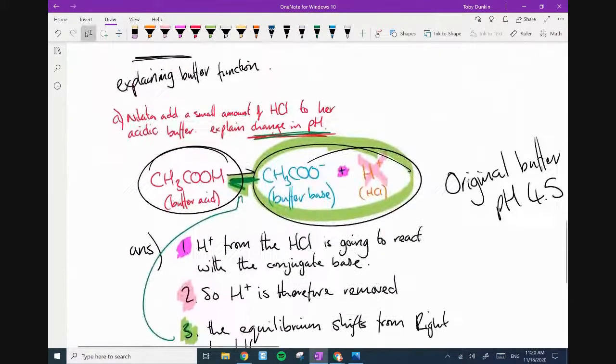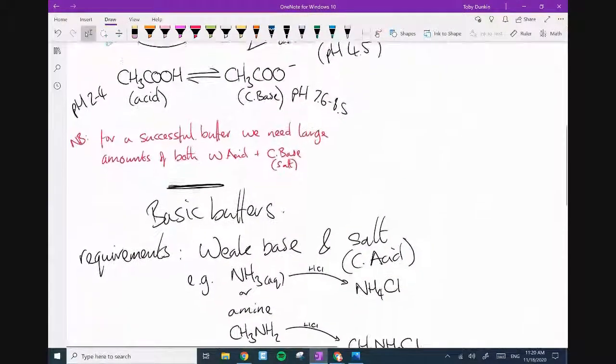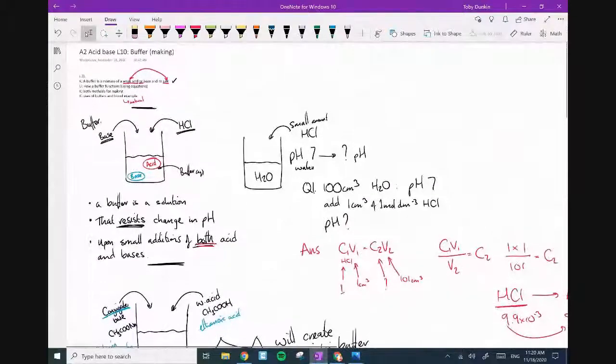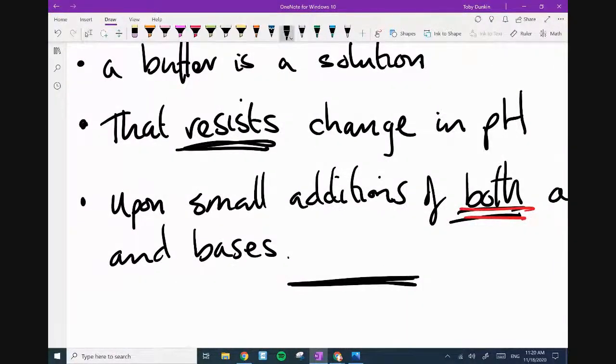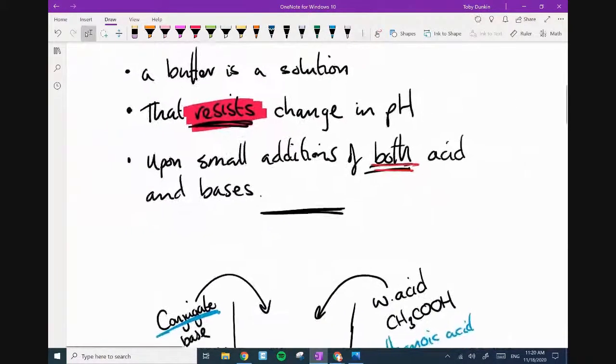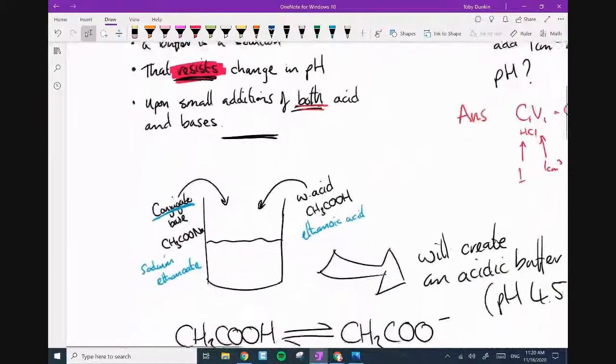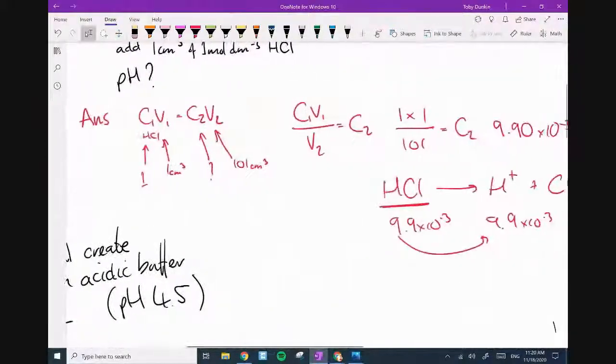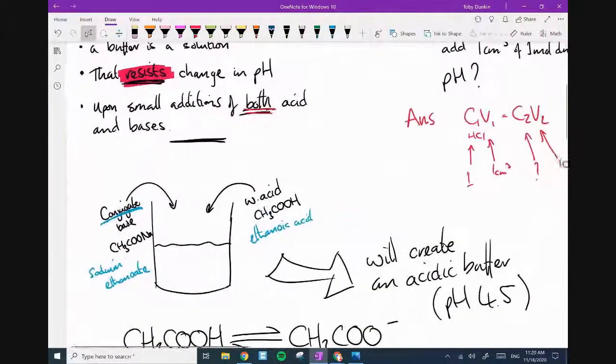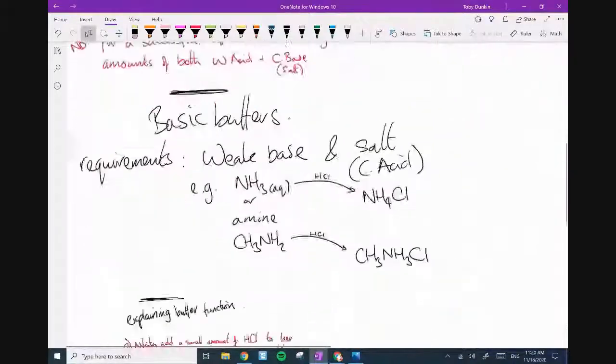Hence the word resists. A buffer can't stop pH change. Nothing can stop pH change. But what it can do is resist it. It can turn those big changes, from pH 7 to 2, into small ones. So what kind of numbers would we expect?